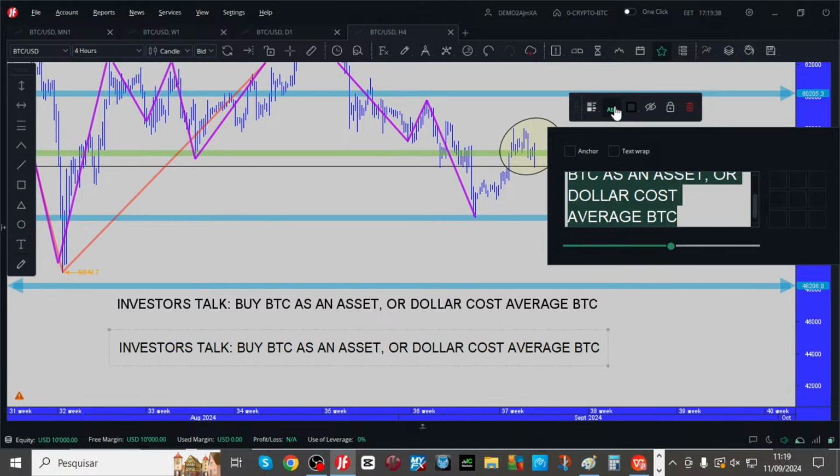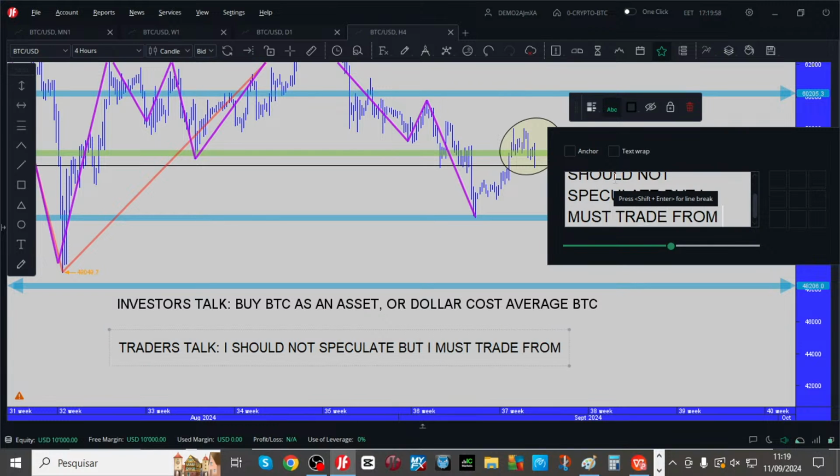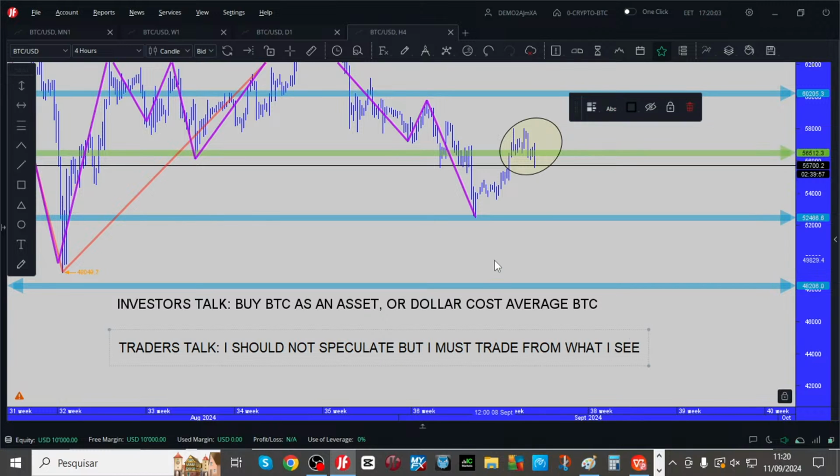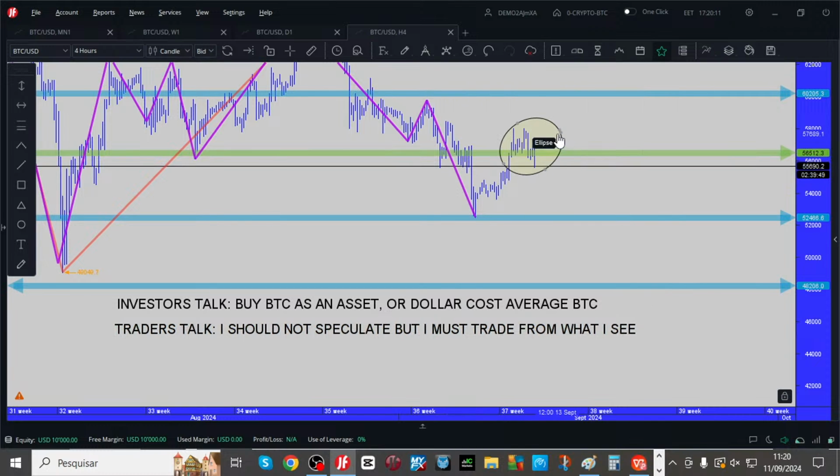Trader stock. It's a little bit different. Trader stock. I should not speculate, but I must trade from what I see. See the difference, everybody? So, it's how to trade resistance in a downtrend.